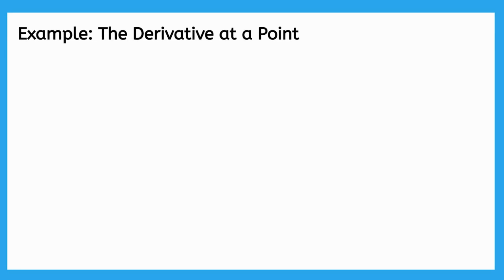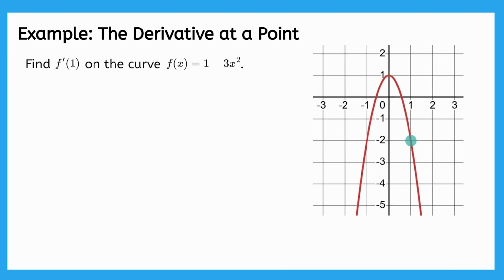Let's try an example. We want to find the derivative of this function when x is 1. Just for reference, here's the graph of the function. What inferences can we make right away about the derivative at this point? We can tell right away that it seems to have a very steep negative slope here, so I'd estimate a slope of -5 maybe? Let's calculate the derivative and see how close our guess is.